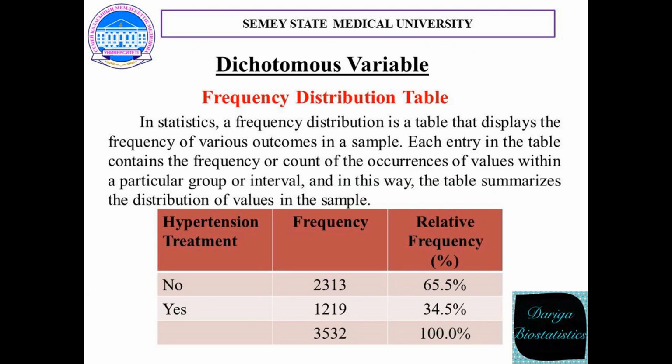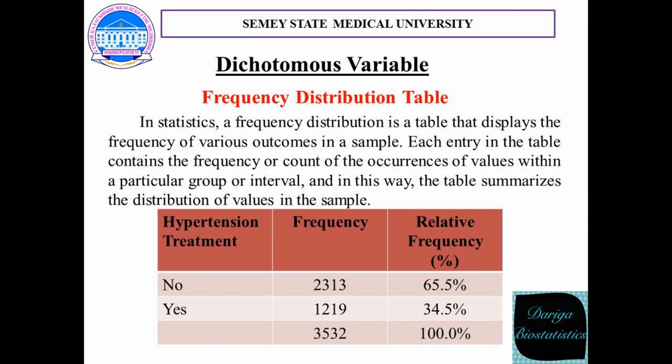In statistics, a frequency distribution is a table that displays the frequency of various outcomes in a sample. Each entry in the table contains the frequency or count of the occurrences of values within a particular group or interval, and in this way the table summarizes the distribution of values in the sample. Dichotomous variables are often summarized in a frequency distribution table. In the given table, the first column indicates the specific response options of the dichotomous variable, yes and no. The second column contains the frequencies of individuals in each response category, the number of people who have hypertension and who don't.